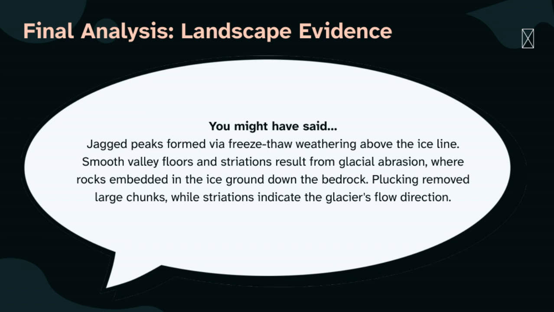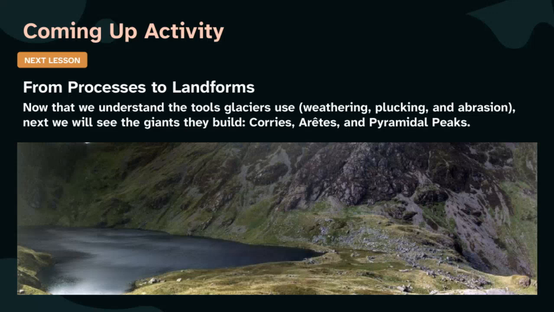This is a strong answer because it uses key vocabulary and links each landscape feature to a specific process. It does not simply say the glacier made it. It explains how. Next lesson, we will move from processes to landforms. Today, we learned the tools glaciers use: freeze-thaw weathering, plucking, abrasion, and meltwater erosion. Next, we will look at what those tools create. We will study features such as corries, arêtes, and pyramidal peaks. These are some of the most dramatic landforms in glaciated landscapes, and you will be able to explain how they form using the processes from today's lesson.